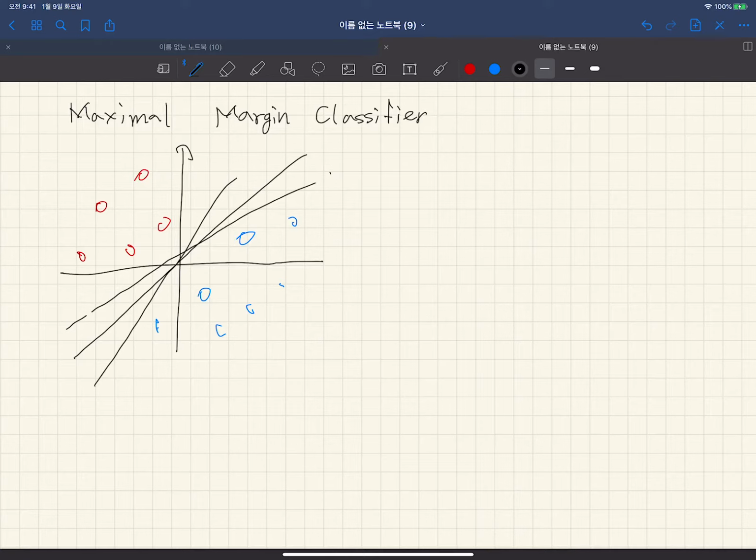Maximal margin classifier provides one very nice measurement that can assess the quality of the line, which is called margin. So what is the margin? Literally, the margin is the distance to the decision boundary, to the hyperplane that separates the two classes. So from each data point, you can measure the distance to the hyperplane, right?